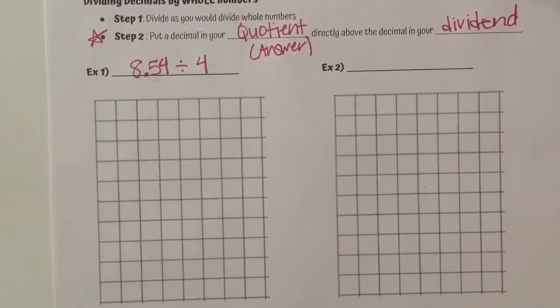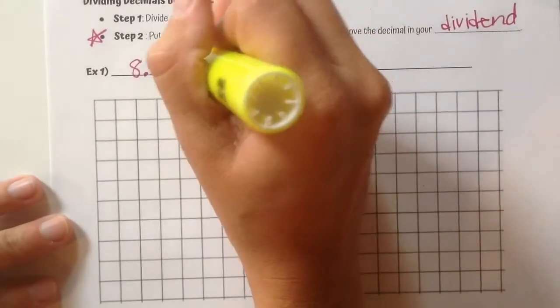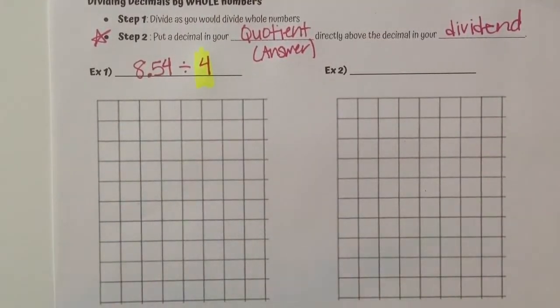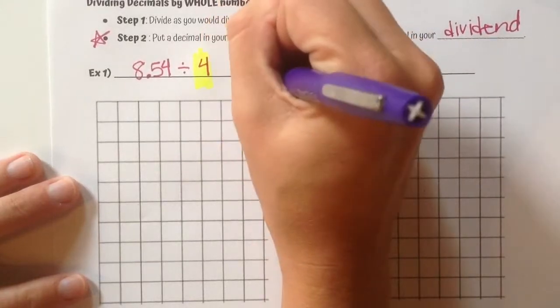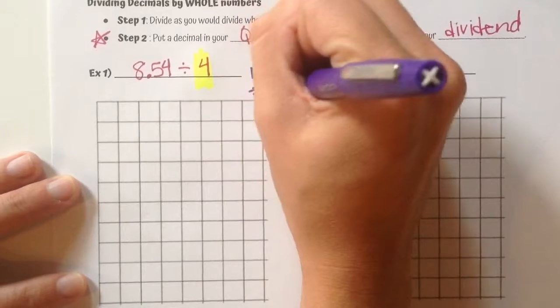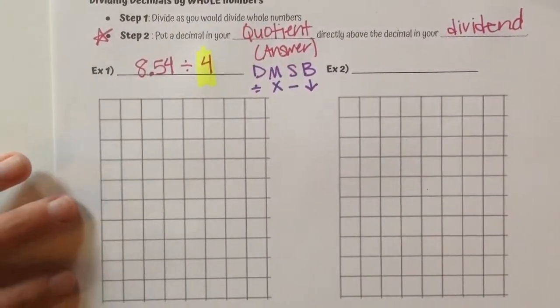So when we say we're dividing decimals by whole number, our divisor, the number that we're dividing by, is a whole number. And we're going to use the same steps that we did for just regular long division. So divide, then multiply, then subtract, then bring down.